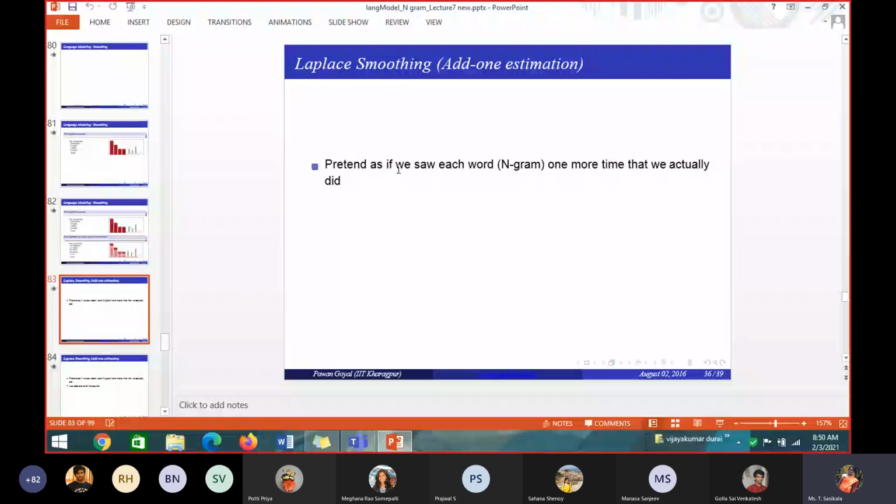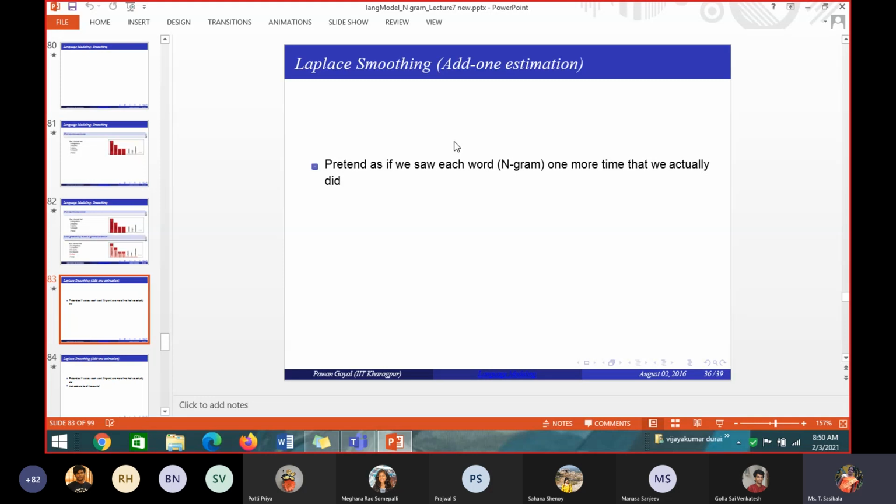If the word is not present in the data set, I have to act as if I have seen the word at least one time. If the word is present one time, I have to pretend as if the word is occurring 2 times. So will there be any 0-count words in the corpus now? No, because I am pretending. That's why it's called add one estimation.